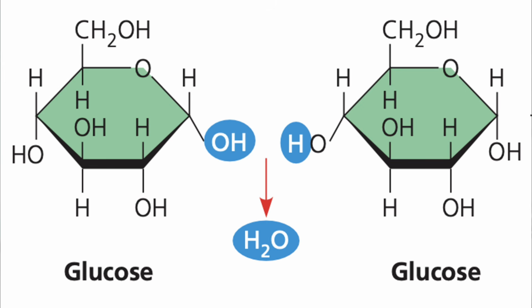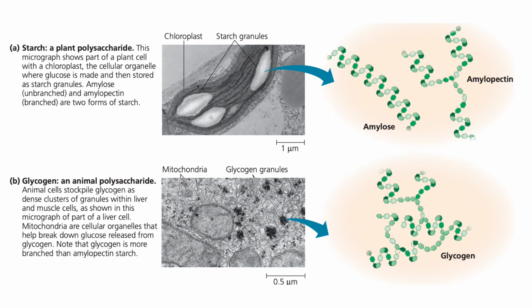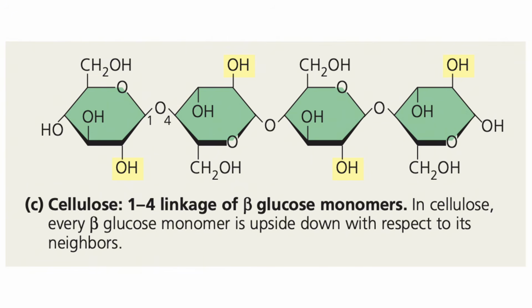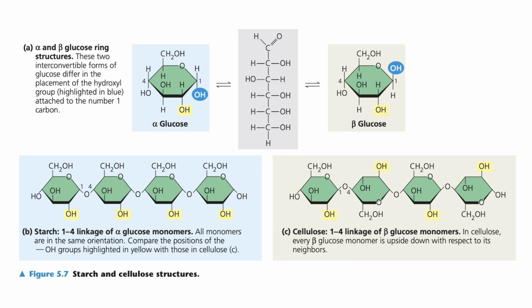When a bunch of monosaccharides get together, we call these bonds glycosidic linkages. And in the case of polysaccharides, we have to know about 3. We have glycogen and starch, which are storage polysaccharides for animals and plants respectively, and we have cellulose, which is a structural polysaccharide for plants. What's important to note is that the only difference between starch and cellulose is the type of glucose they use. So starch uses alpha glucose monomers, while cellulose uses beta glucose monomers.